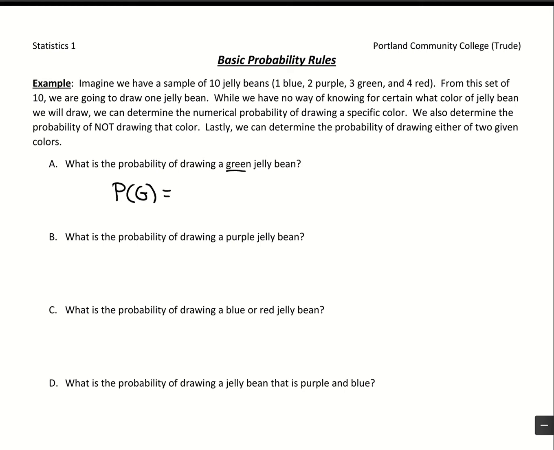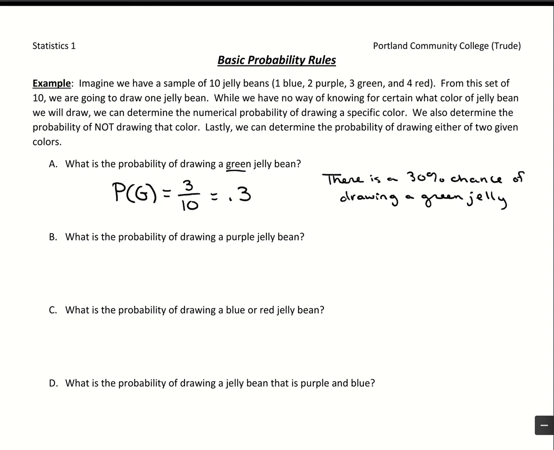So with that, you just set up numerator, denominator. The numerator would be the number of green jelly beans out of our total number of jelly beans, which would be 0.3. And what you'd want to do here is make a nice sentence at the end that there is a 30% chance of drawing a green jelly bean.